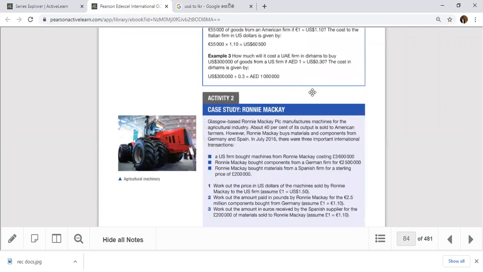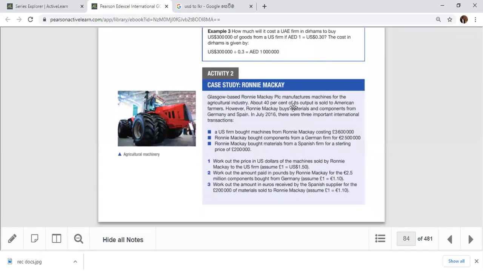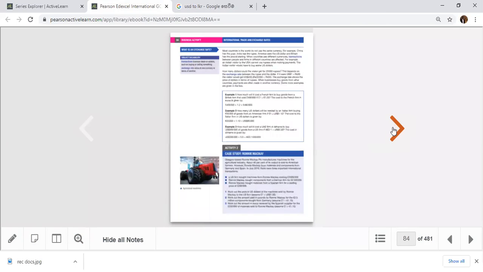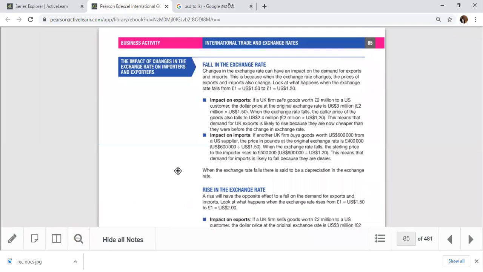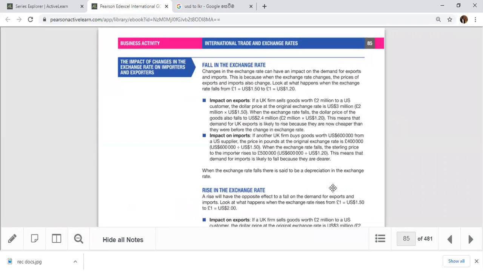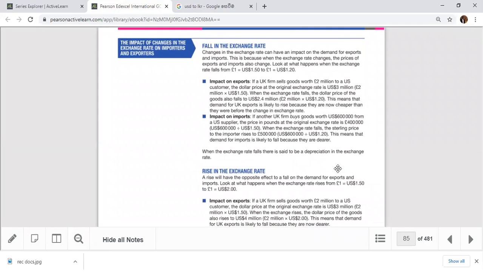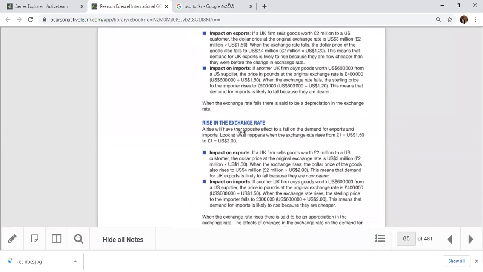And after that, we talked about this conversion activity number two, the Ronnie Mackey case study. There also we discussed a little bit, with different currency values given, right? Strong currency values and weak currency values, and we multiplied and divided. So finally, we talked about appreciation and depreciation, the impact of the exchange rate on different things, especially for importers and exporters. So the summary is, guys, a fall in the exchange rate is good for the exporters, a rise in the exchange rate is good for the importer.